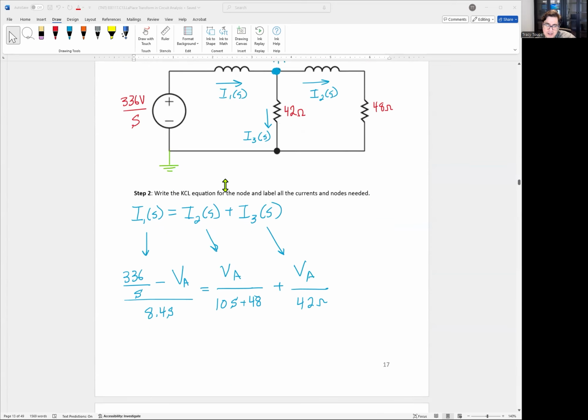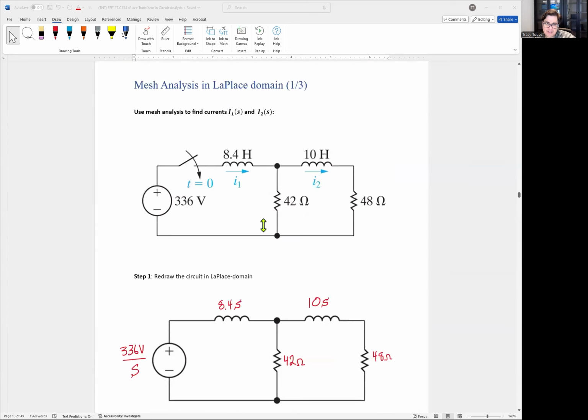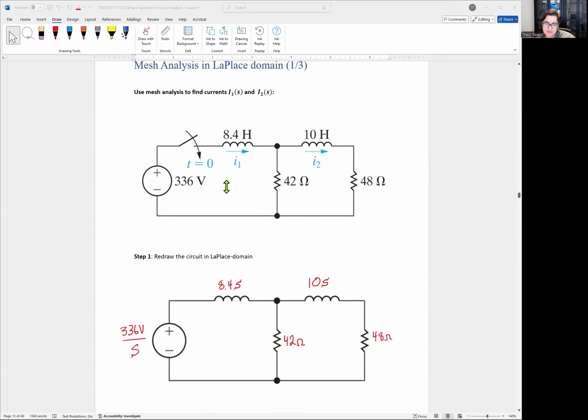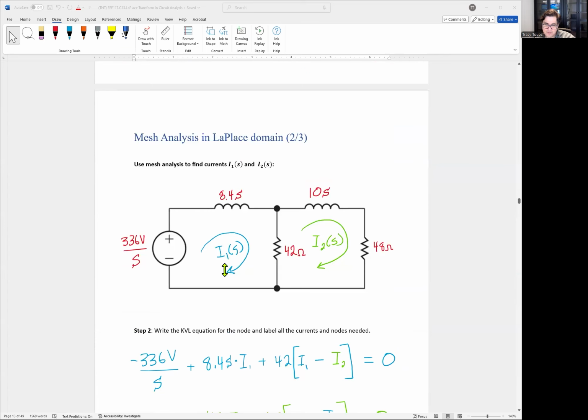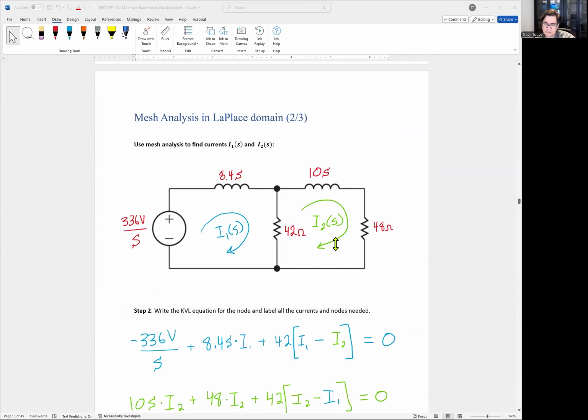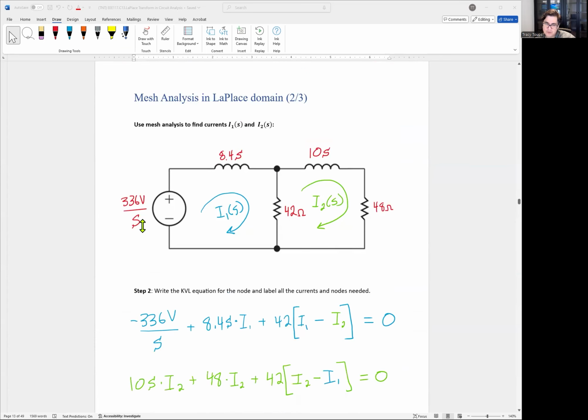So that's node analysis. We could do mesh analysis as well, where we do loop equations. So we have the same circuit all over again. So we have the same Laplace domain circuit. Let's draw our two loops. We have I1 and I2. Okay. So remember how loop equations work.